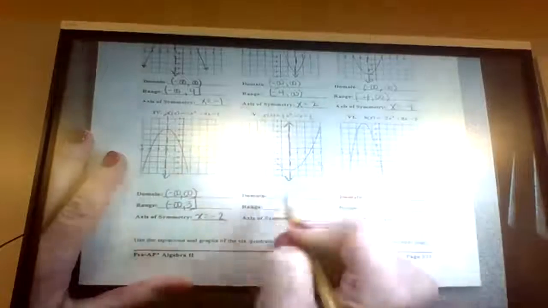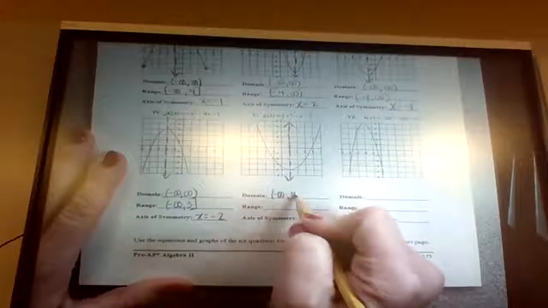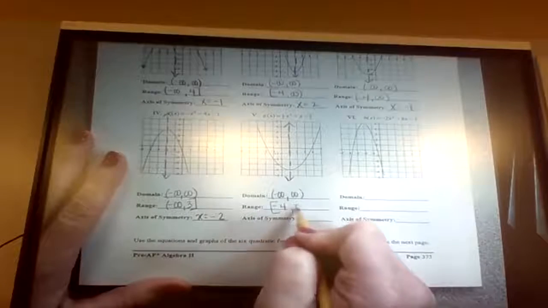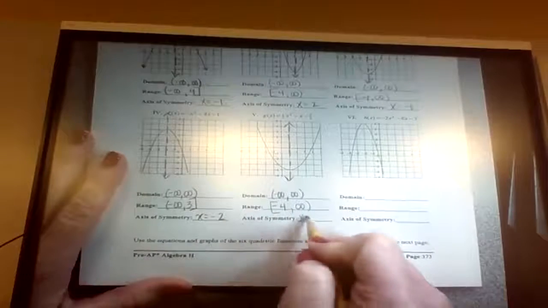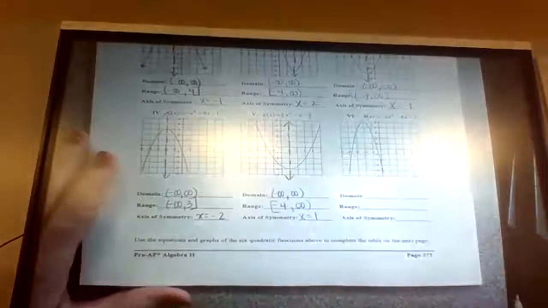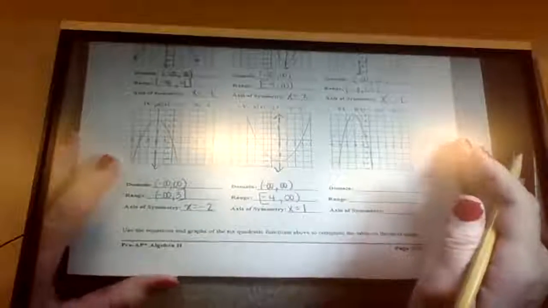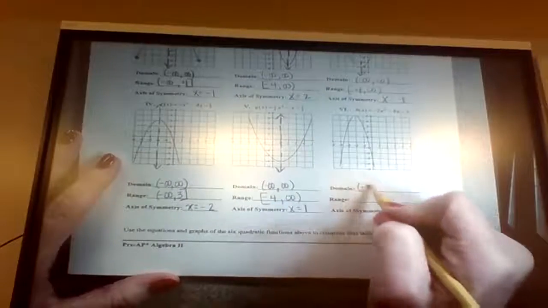How about your domain on number 5? -infinity to infinity. And your range? -4 to infinity. And your axis of symmetry? X equals 1. Okay. Last one, number 6. What's your domain? And the range?